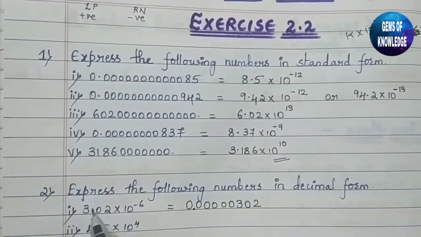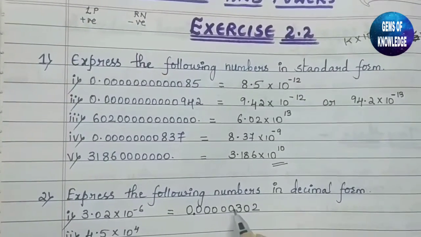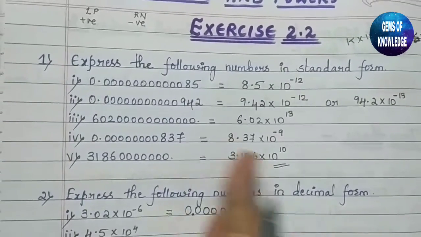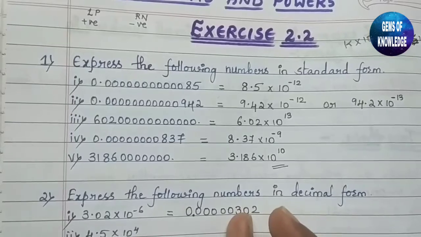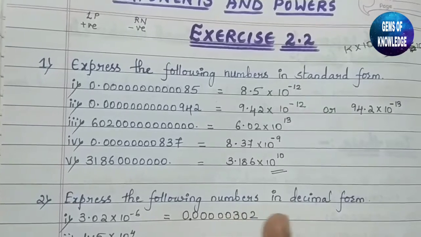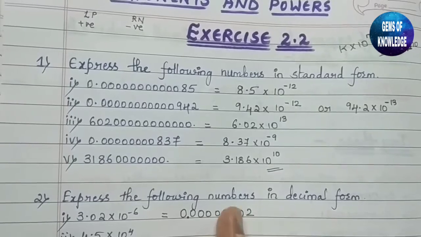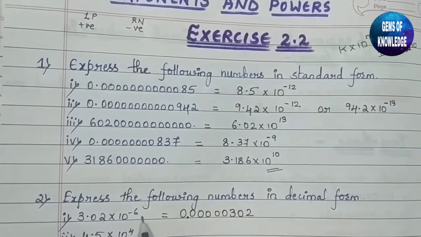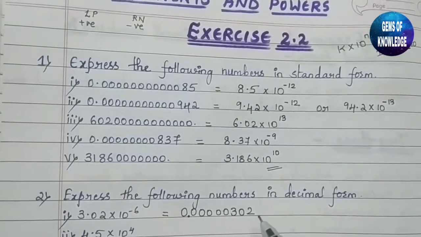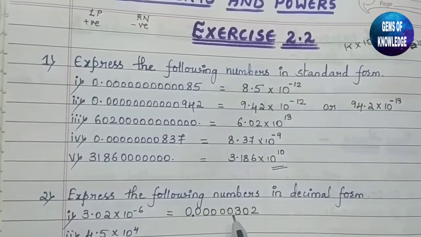Since you can see the point was present after 3, now the point has moved 1, 2, 3, 4, 5, 6 digits. It means positive 6. If the point has moved from 3.02 to 0.00000302, it means the point has come from the right side to the left side, so it will become 10 to the power of plus 6. Plus 6 and minus 6 will cancel. What is remaining? It will remain. So this can be written like this.